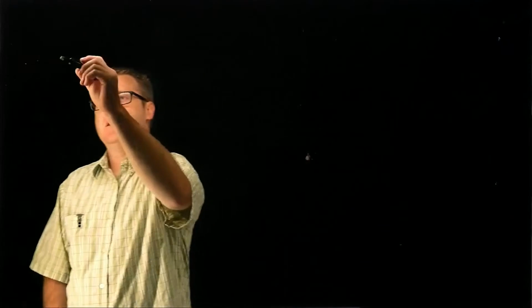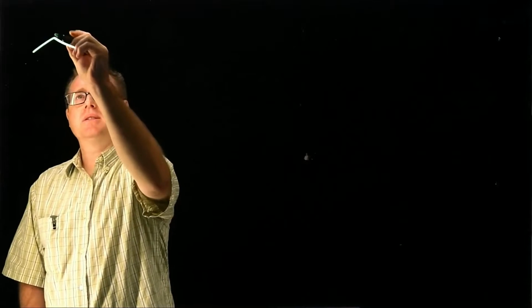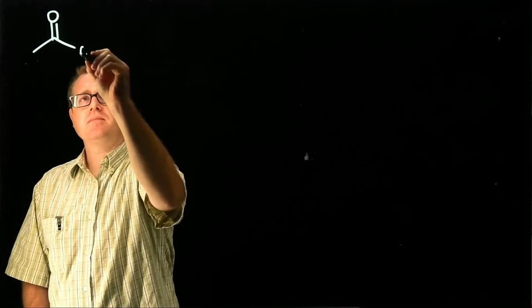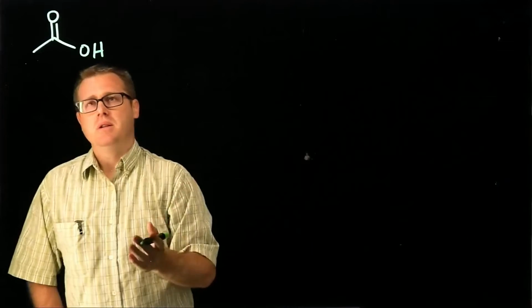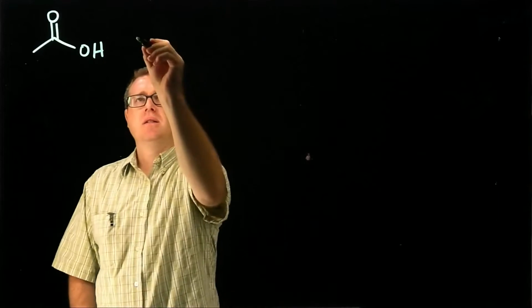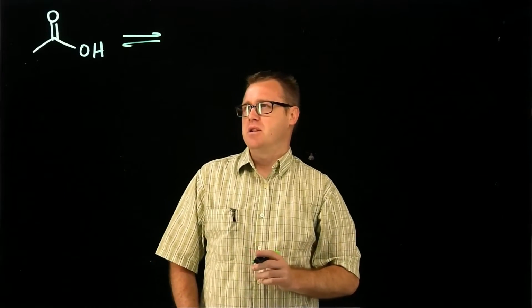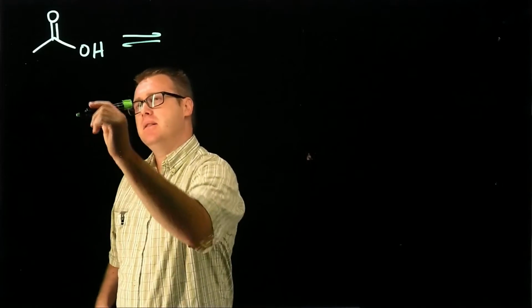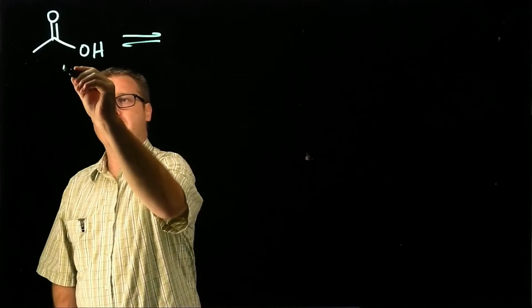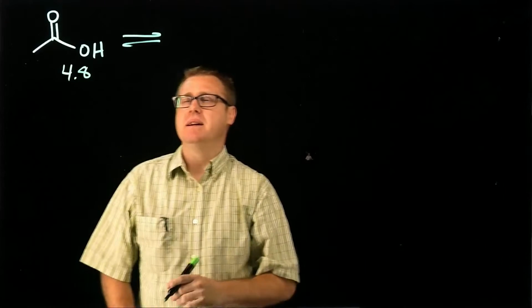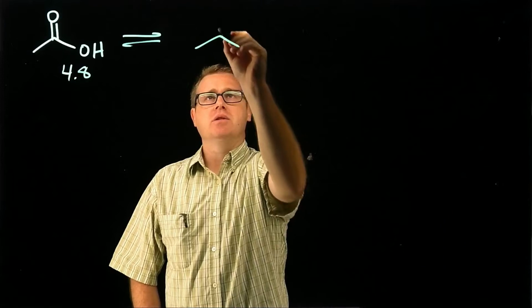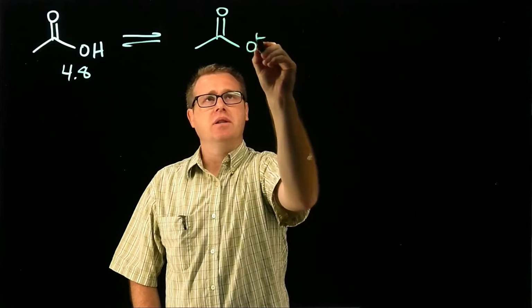Class, I recall electron withdrawing groups and how they affect acidity. So if we have, let's say, a carboxylic acid here, so acetic acid, and we add some base to, or well, what is its pKa? So its pKa is like around 4.8. So its conjugate base is going to look like this, right?